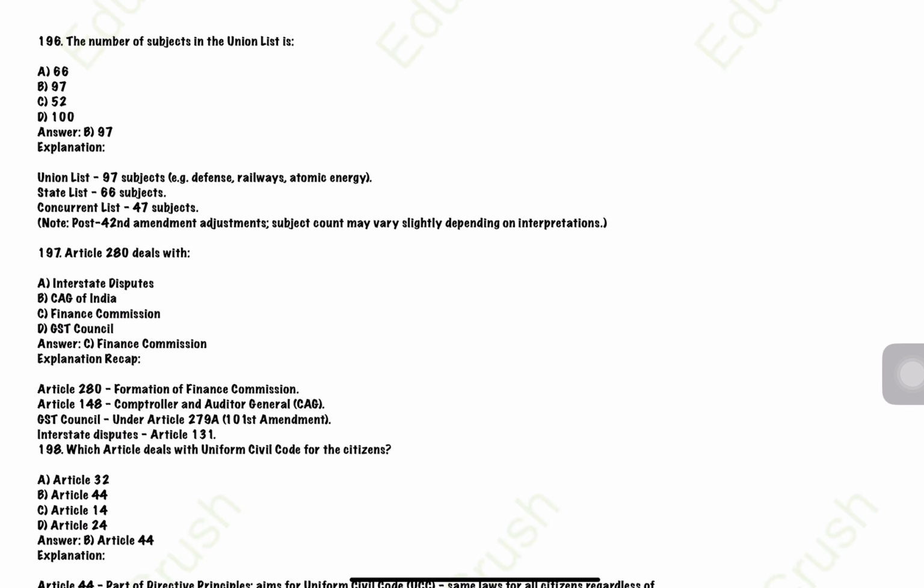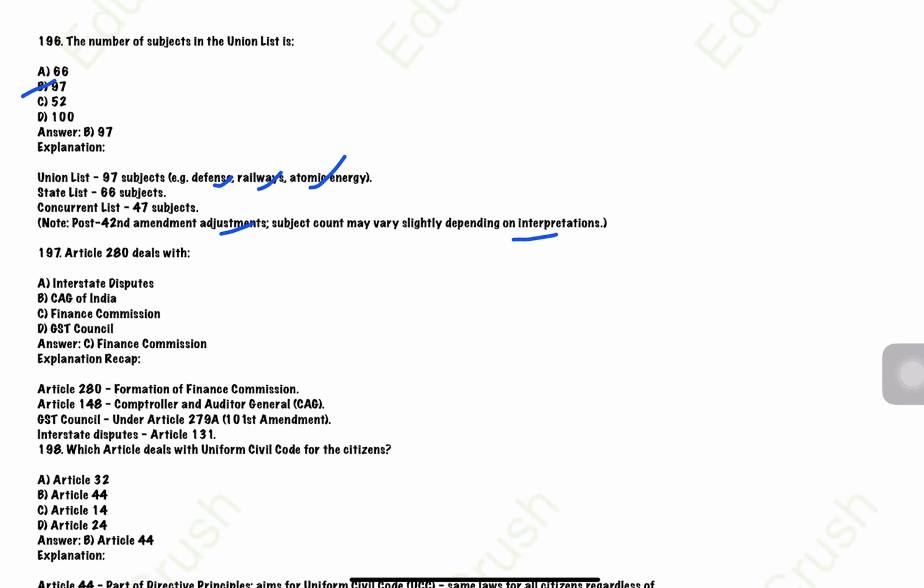Next, 196th question. The number of subjects in the Union list is, so 97 subjects. Union list 97 subjects, that is defense, railways, atomic energy, etc. Next, state list 66 subjects. Concurrent list 47 subjects. Note, post 42nd Amendment adjustments, subject count may vary slightly depending on the interpretations.